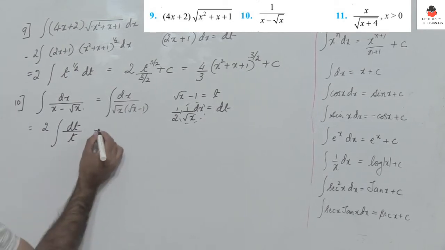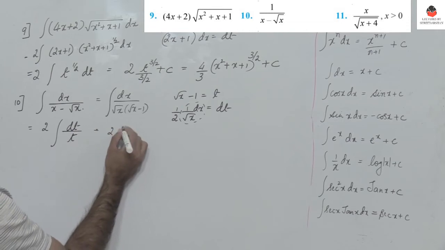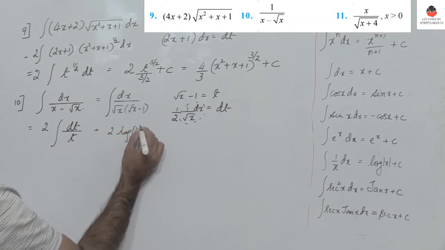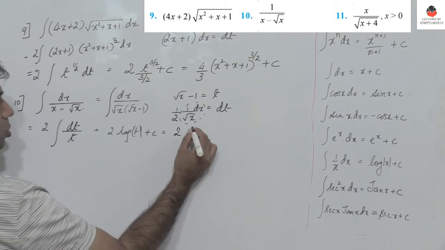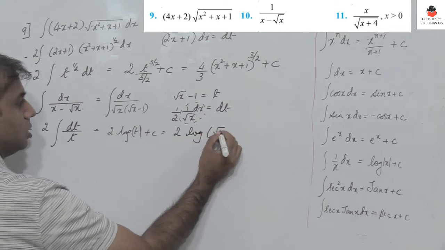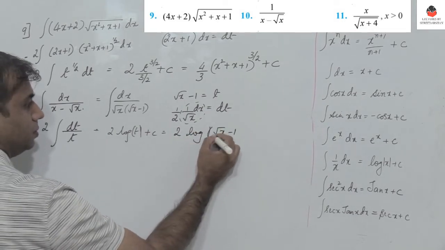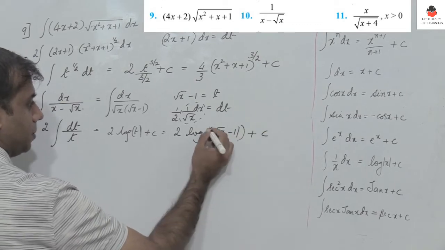So you have integral of 1 by t is log t plus c. So which is 2 into log of t, where t is root x minus 1, plus c.